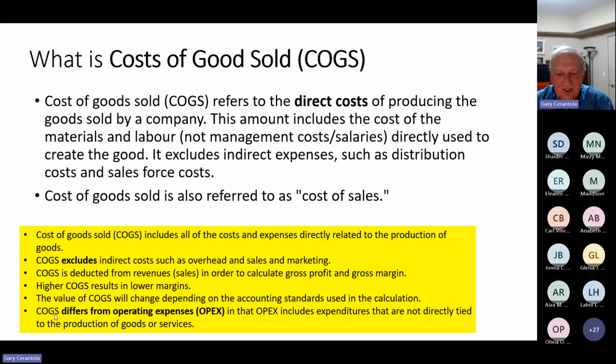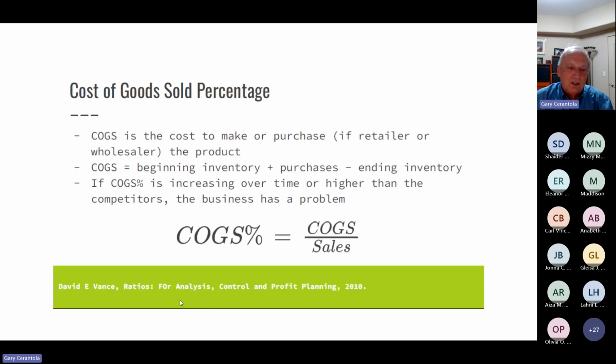And again, like I said, cost of goods sold differs from operating expenses. Professor Power calls it overhead a lot; they mean the same thing. OPEX includes expenditures that are not directly tied to the production of goods and services, right? Cost of goods excludes indirect costs such as sales and marketing, all under overhead. Okay, but then you're going to have to calculate the percentage cost of goods, and the way to do that is you put the cost of goods that you calculated over the sales for that period times 100, right, to get the percentage. But this is key.